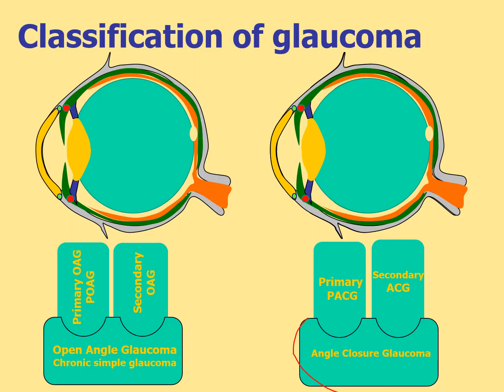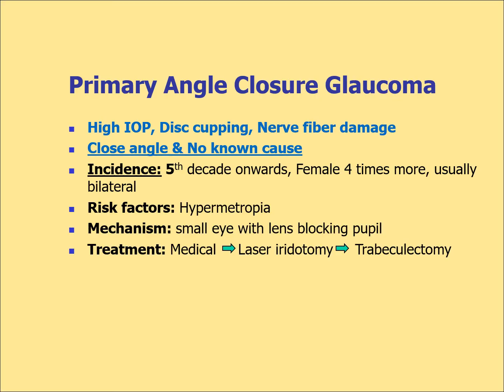Angle closure glaucoma can be primary or secondary. First we'll discuss the primary angle closure glaucoma, and after that we'll discuss the secondary angle closure glaucomas.